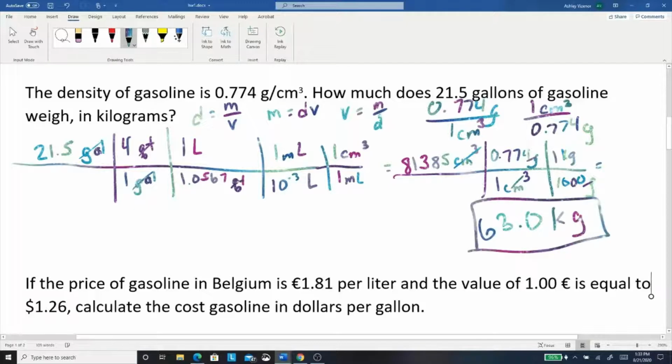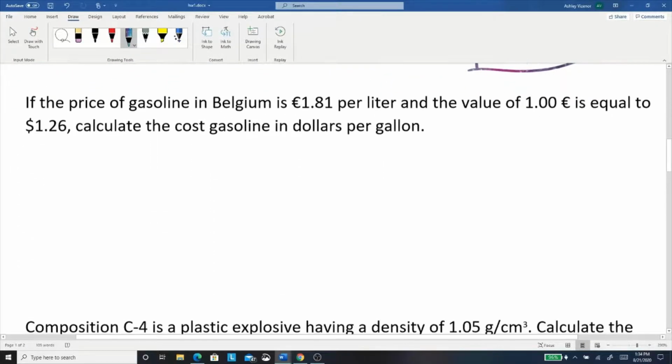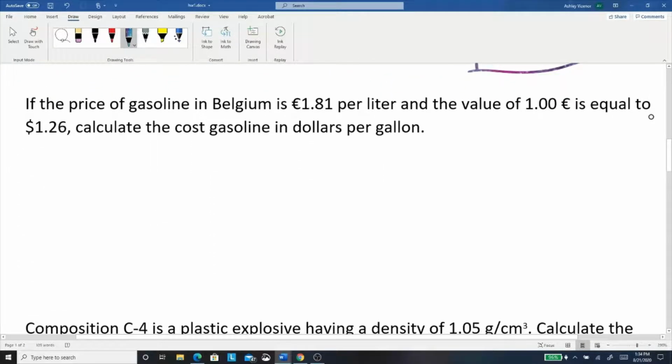63.0 kilograms. And by the way, yes, I will be posting this Word document on Canvas for you guys. I will save it as a PDF also, so it's more accessible.